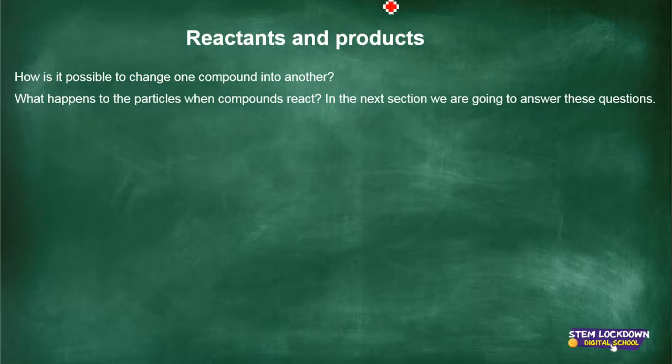Okay, so reactants and products. How is it possible to change one compound into another compound? And what happens to the particles when compounds react? In this section, we're going to explore this answer. The page that was missing gives you the definition of a chemical reaction. So I want to tell you what a chemical reaction is.